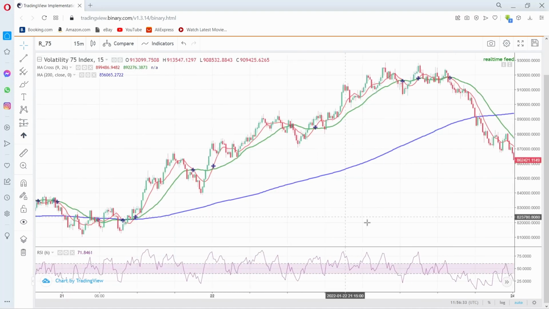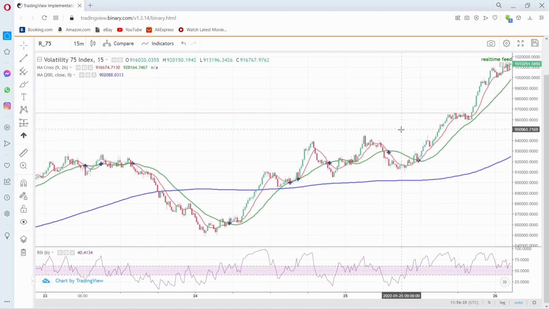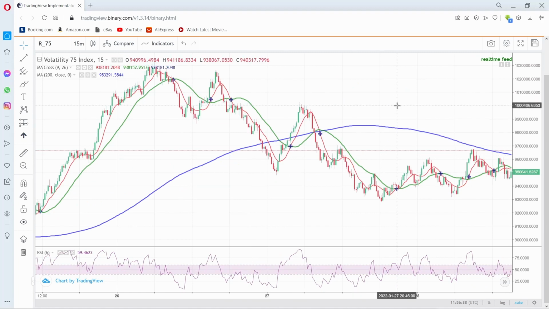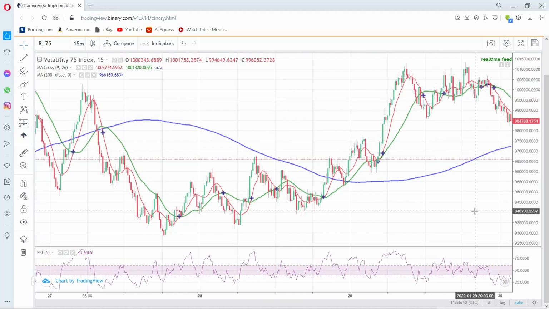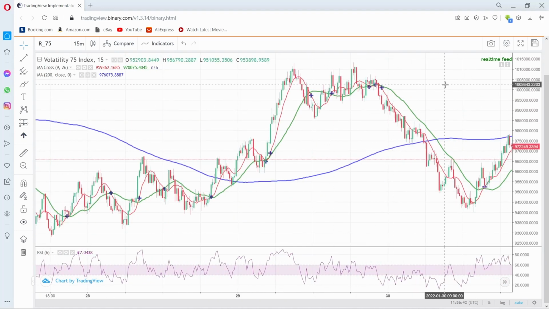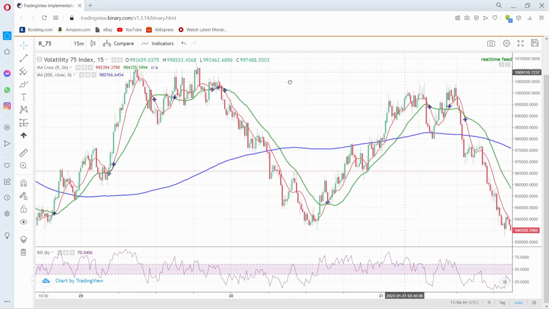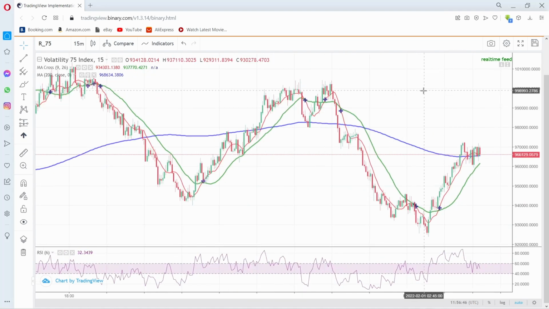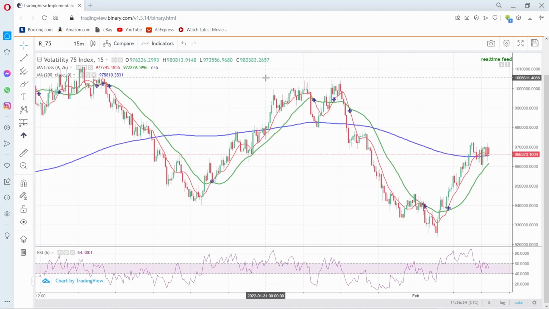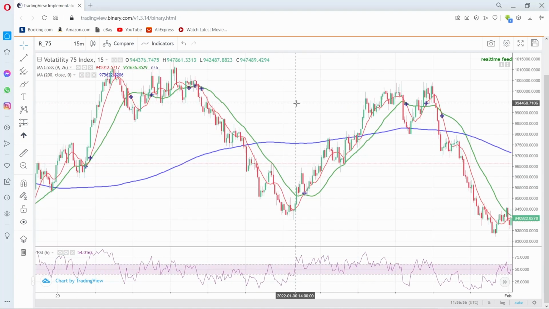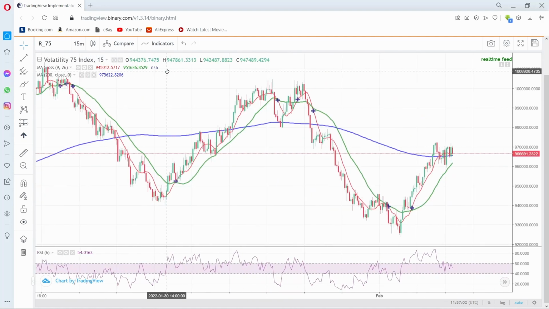So right now we are on Volatility 75 on a 15-minute chart. I'm really sure most people will be asking me, what time frame does this strategy work on? What I can say is, if you want to hold your position for long, you can use higher time frames. If you want to trade as a daily trader, you can use the 5-minute time frame or even the 15-minute time frame.